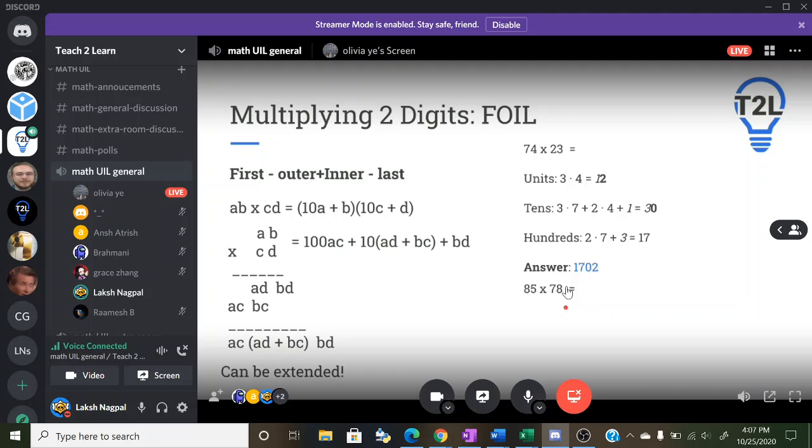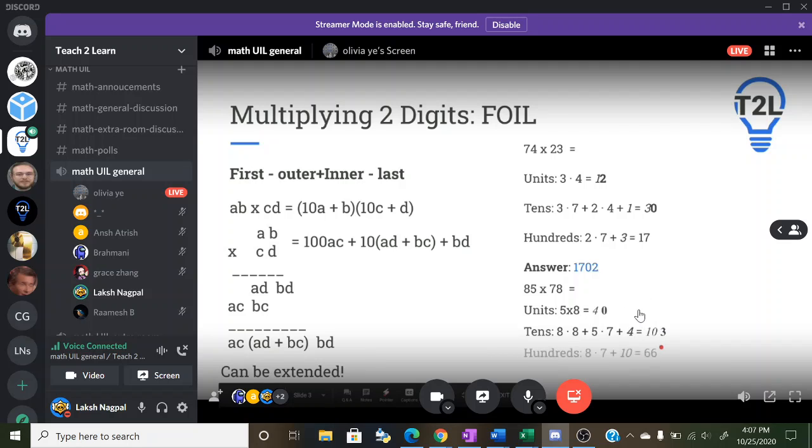Okay, so here's another practice example. If you have 85 times 78, just apply the same concept as above. Multiply the units together to get 40, then write down the ones digit and save the tens for later. Then do outer plus inner to get 103. So your sum, and just make sure to add in the tens digit of units, and then do last, and then make sure to add that.